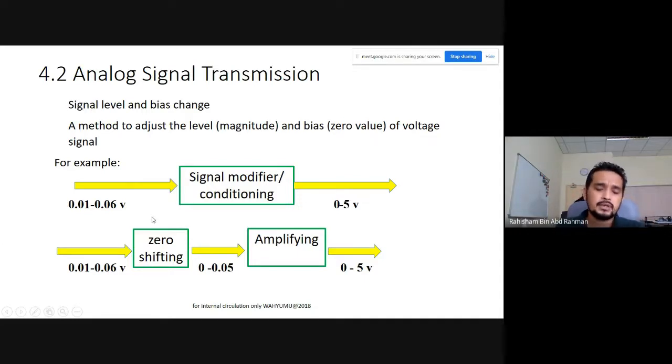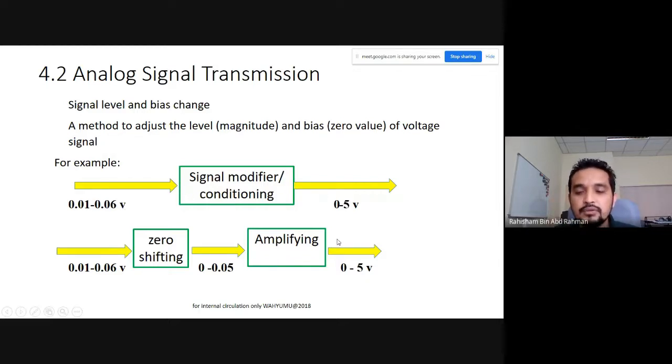So, a method to adjust the level, magnitude, or bias zero value of a voltage signal. Sometimes the value of the incoming or input values may not start exactly on 0. In this case, 0.01, maybe 0.1, maybe 5 volt. The value does not start from 0. What will happen? We need a signal conditioning circuit.